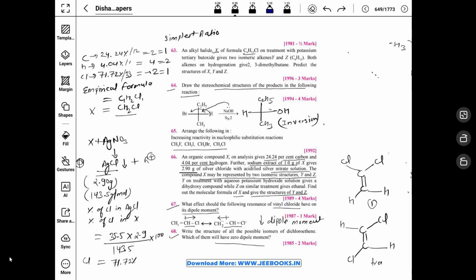This is the trans. So the dipole moments of this bond and this bond are opposite, cancelling each other, and similarly the dipole moments of the carbon-hydrogen bonds are in opposite directions, so they cancel each other. Therefore this will have zero dipole moment. So the dipole moment will be zero for the trans geometry. And now the third structure will be cis chloro here. So this is the third structure.